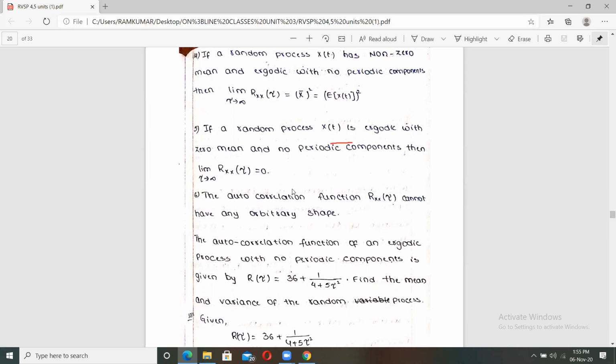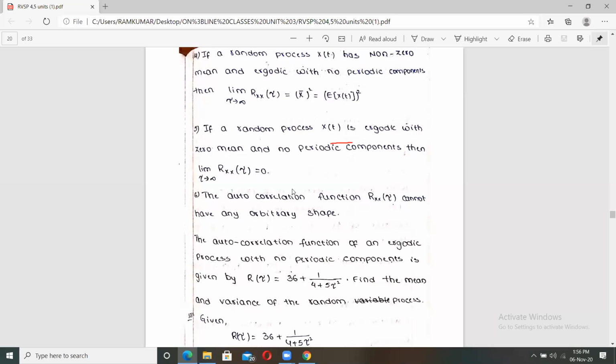That means the autocorrelation function does not have an arbitrary shape. It varies accordingly with the time functions of a random process x of t. These six are the major and most important properties of the autocorrelation function.